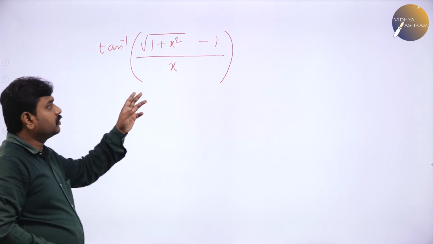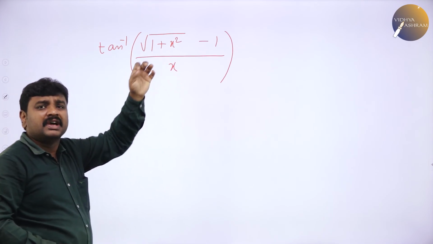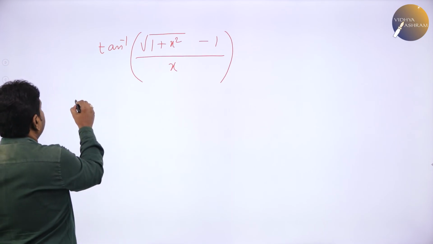So all of you know, whenever we have plus x square, if it is in the form a square plus x square, use the formula: put x as a tan theta.